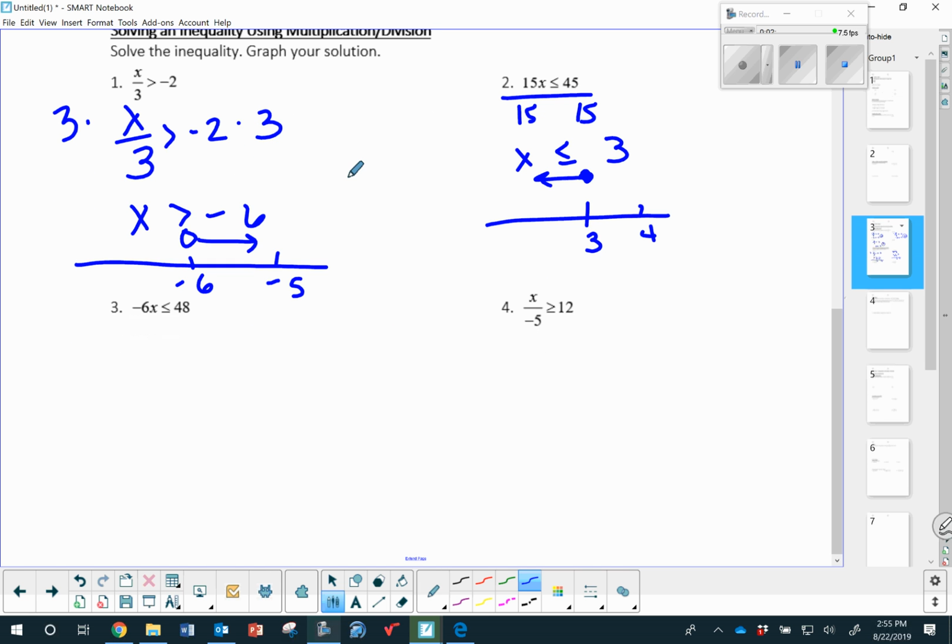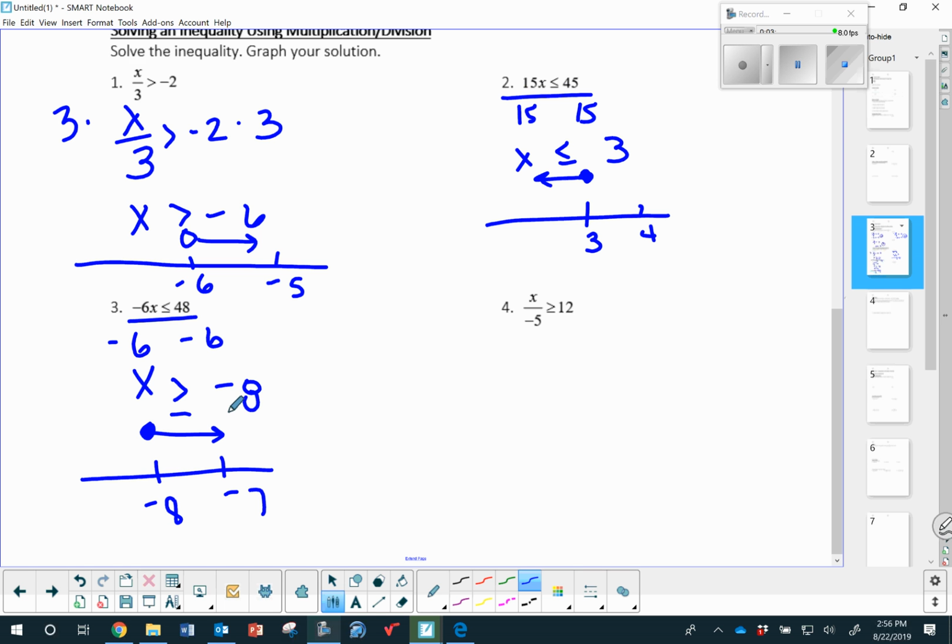Negative 6x is less than or equal to negative 48. We're going to divide both sides by negative 6. Now, when solving inequalities, when you multiply or divide by a negative, the inequality sign switches. Everything else stays the same. So your answer is x is greater than or equal to negative 8. We'll graph that. Closed circle, and x is greater than, so it points to the right.